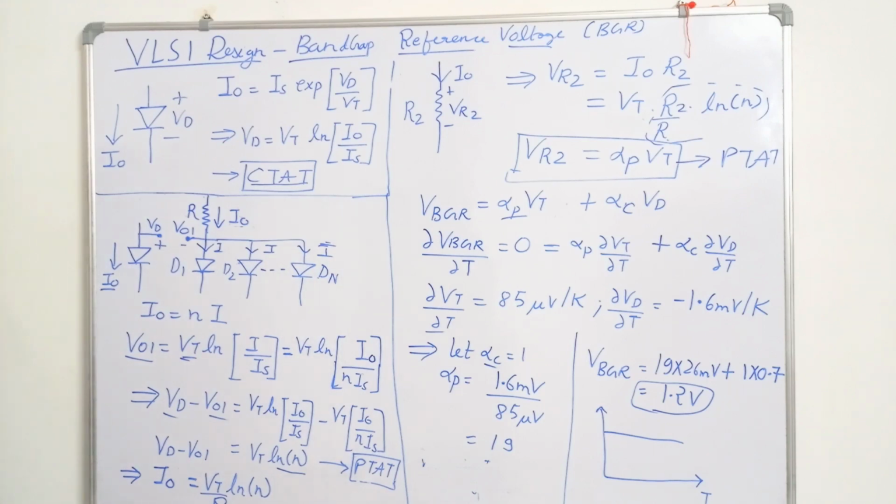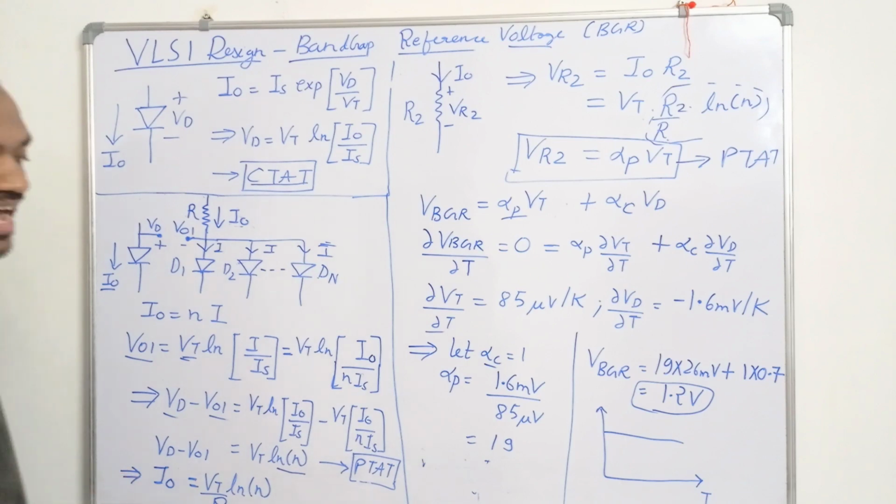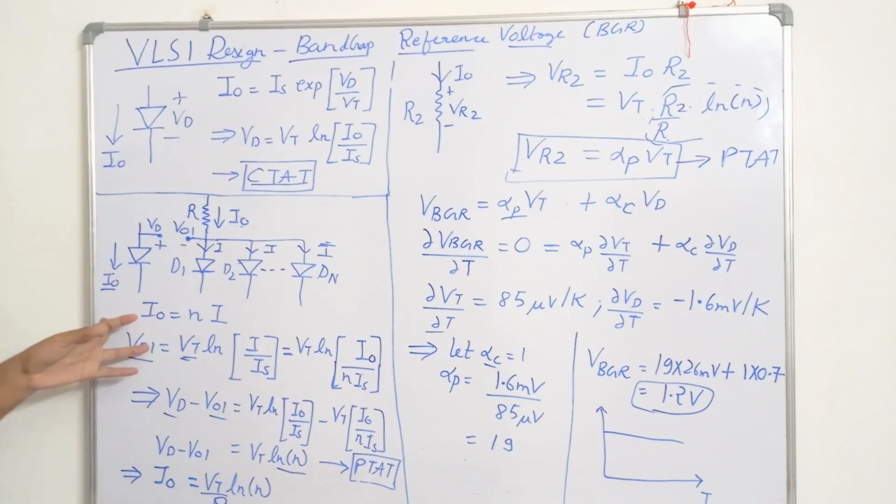We can find the value of R also, because when we are designing the device, we obviously know the current I naught, and Vt we know is 26 millivolt, N is generally 2 or 3. So we can find the value of R also. So in the next video I will design the band gap reference voltage device using Cadence Virtuoso. That designing part we will do in the next video. So this part was the theoretical part.